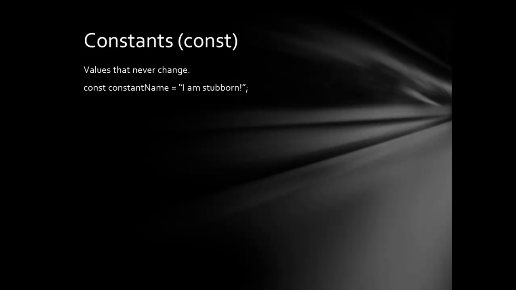A newer thing in JavaScript, released in the last couple of years, has been constants. Basically, these are values that don't change. So instead of the var keyword, you use a const keyword. So constantName, and then I have there a string, "I am stubborn." You can't change that at all. So anytime you want a value of something you don't want to change, you can use the const keyword.